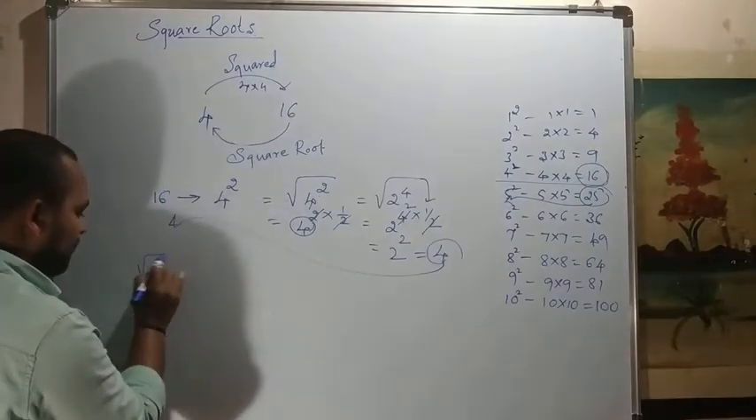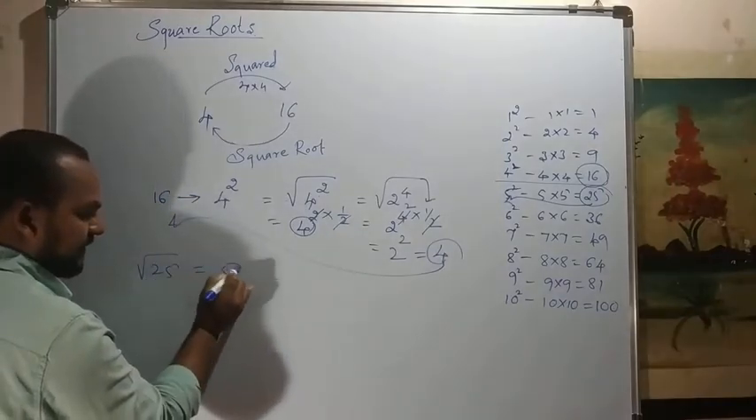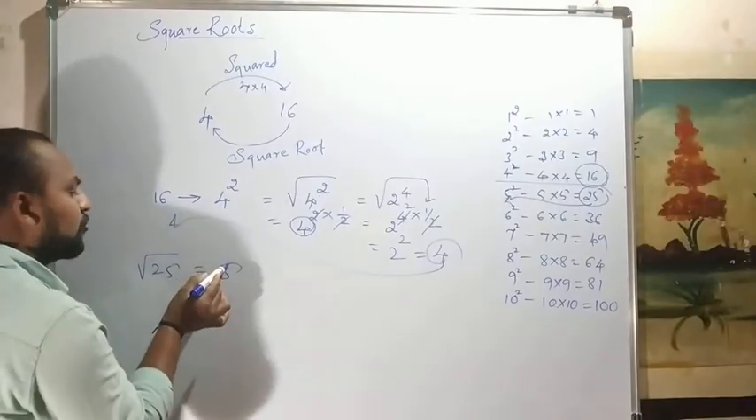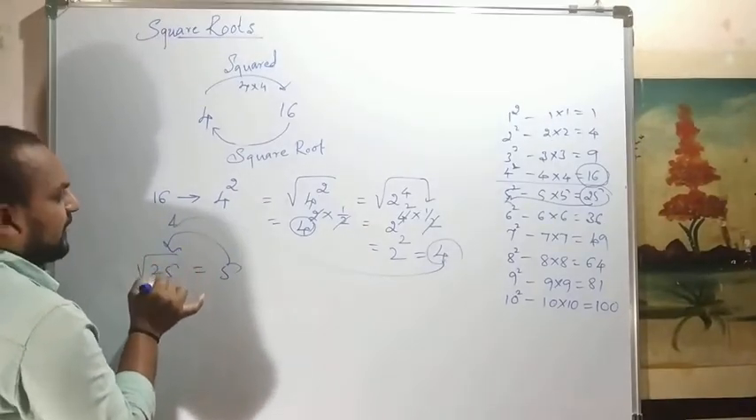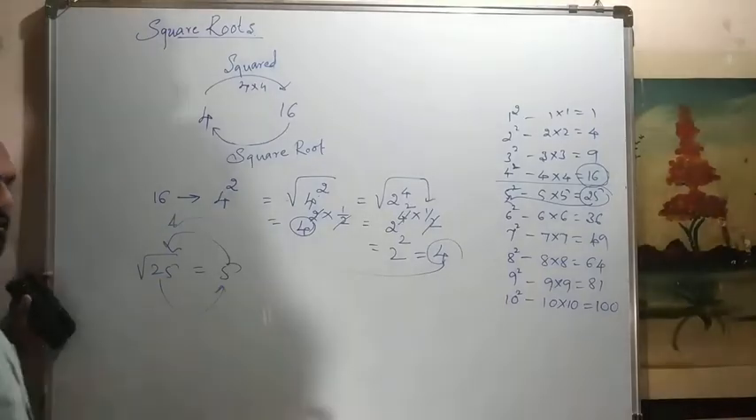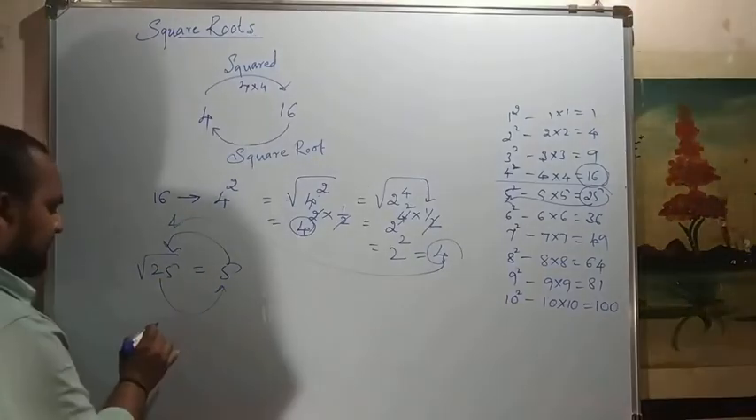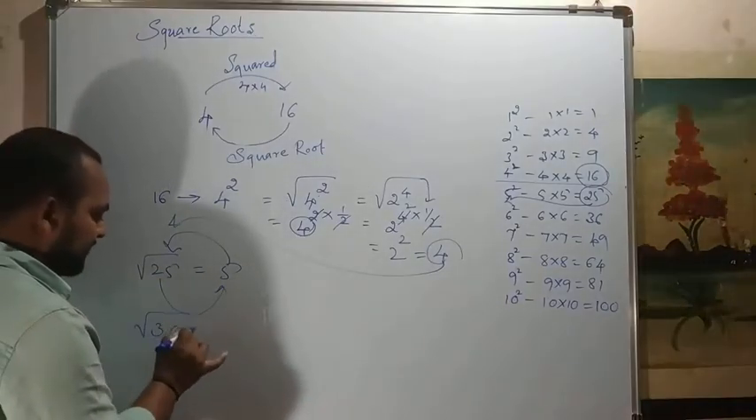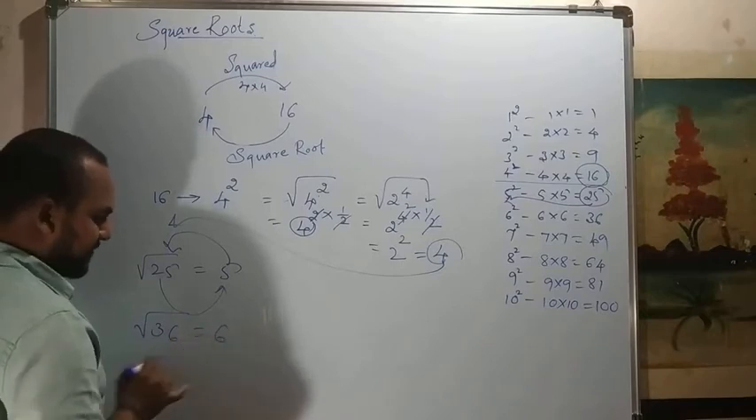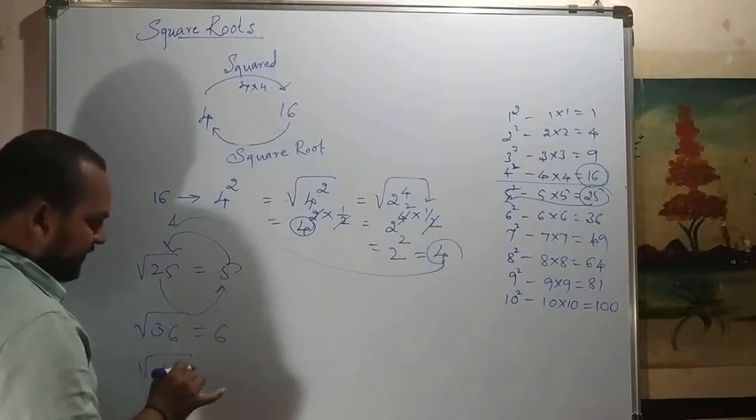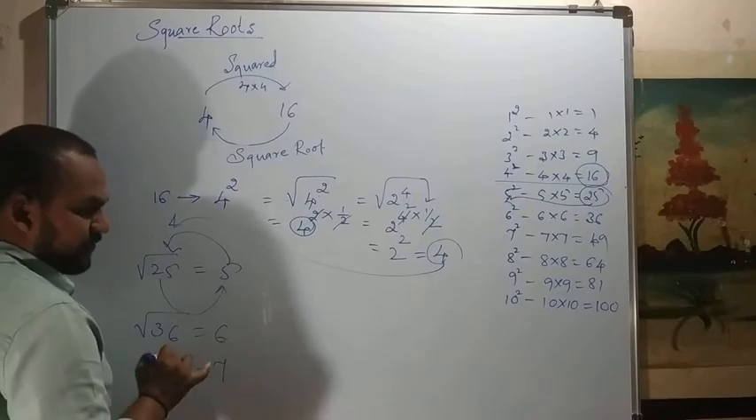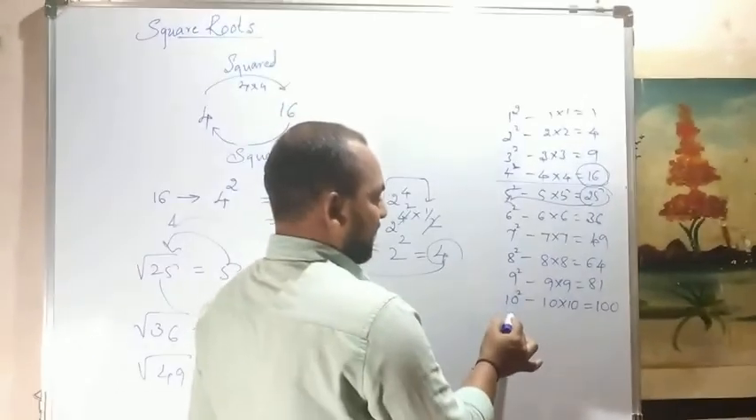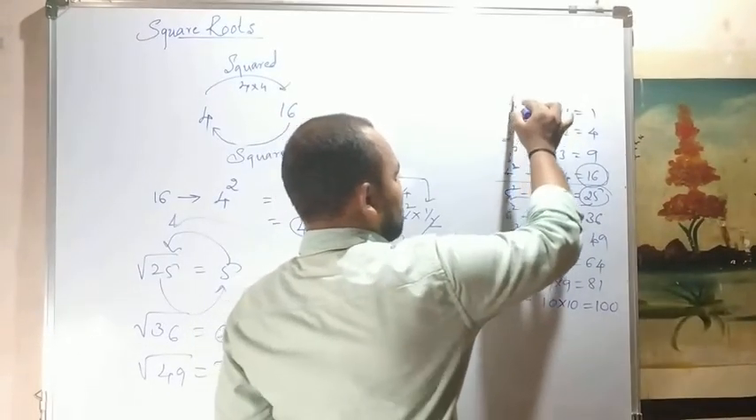Here the square root of 25 is 5. The square of 5 is 25. Then 36: the square root of 36 is 6. The square root of 49 is 7. Here, the squares of these numbers.